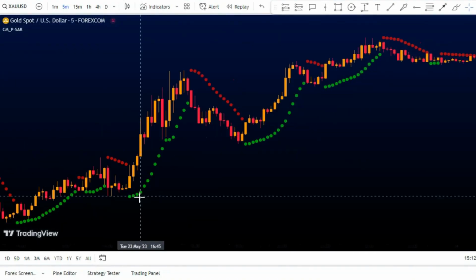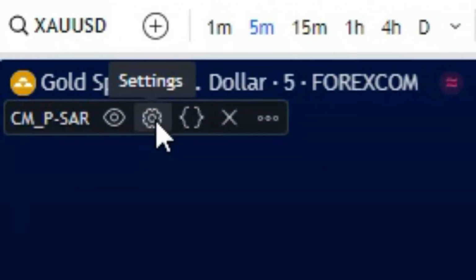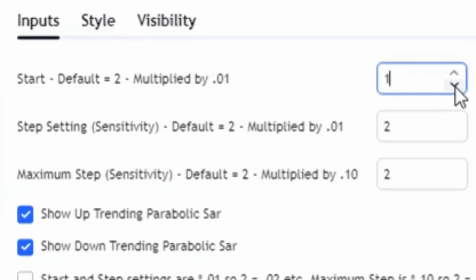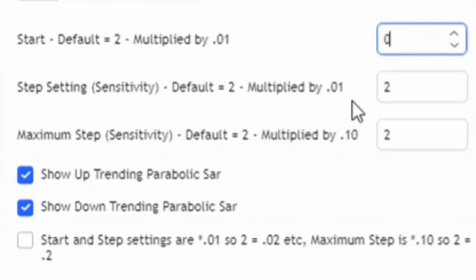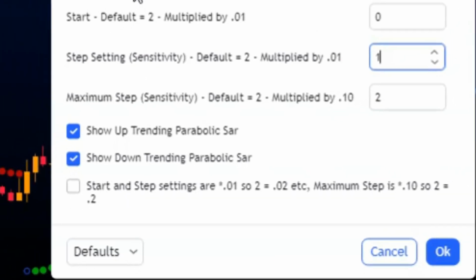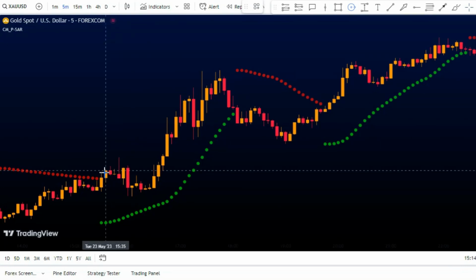But before using the indicator, we gotta optimize its settings. So we're gonna head into the indicator settings, and in the input section, we're gonna change start to 0, step setting to 1, and finally, we're gonna make sure maximum step is set to 2. By tweaking these settings, we optimize the indicator for the most accurate signals on the 5-minute time frame for gold trades. The indicator will work like this.